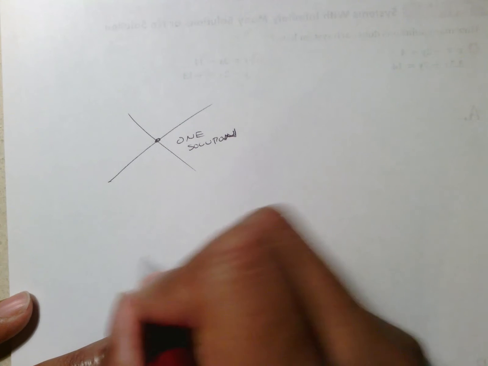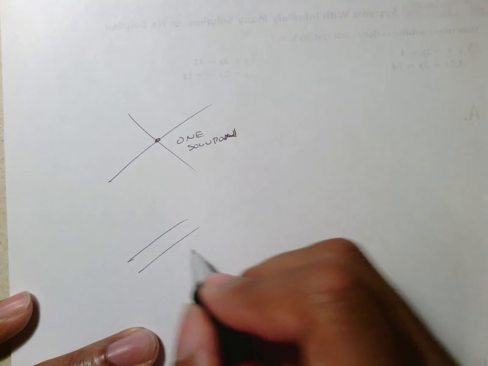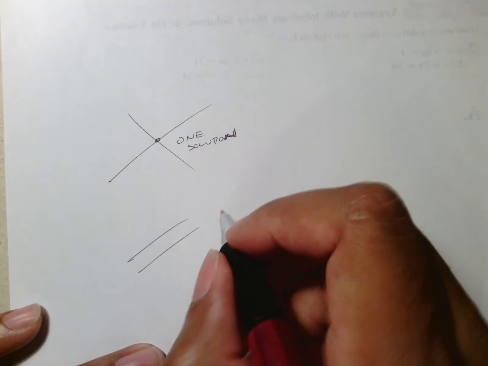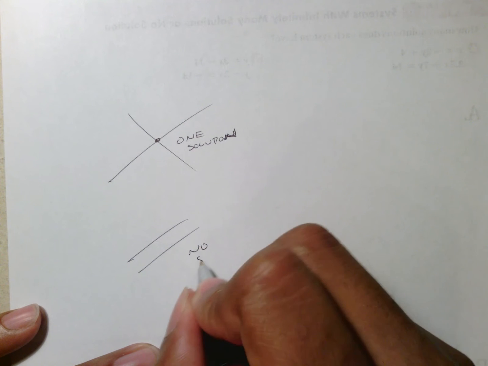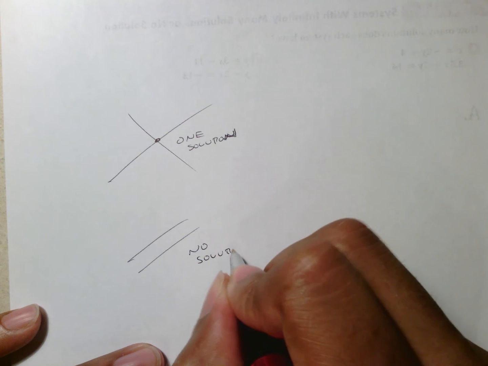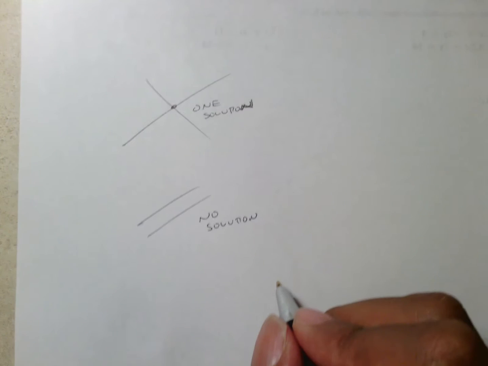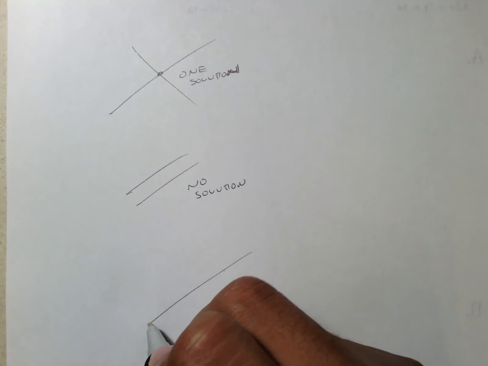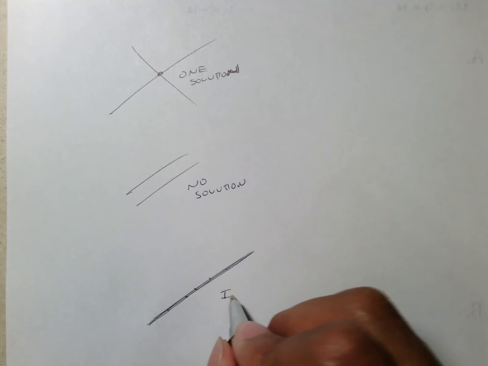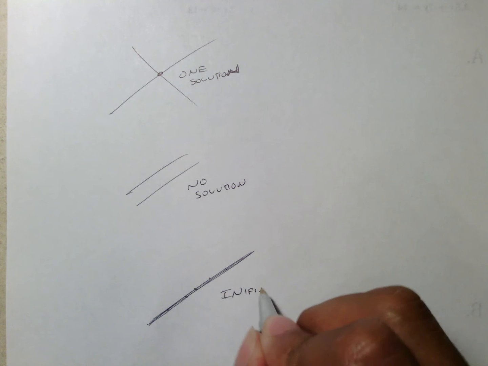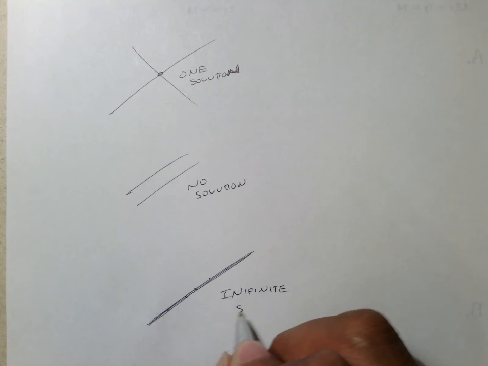We also have ones that are parallel lines, and if you remember anything about parallel lines, it means that they never cross, and so you have two lines that are going the same direction. In this case, we have no solution. And in the rare situation, sometimes you have a line that is stacked on top of another line, which, of course, means they have so many solutions that we say there are infinite solutions.